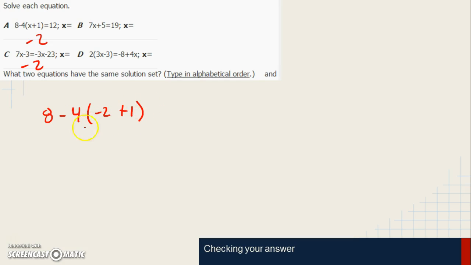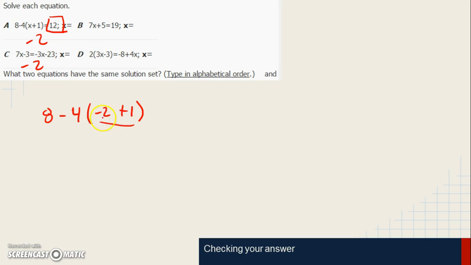Now, I'm going to simplify this left side, and when I simplify it, the answer that I should get is 12, because if you recall, if you found the correct number, then both sides of the equation, when simplified, should be the exact same number. So when I simplify this left side, the number I should get is 12. So let's go ahead and simplify just using order of operations.